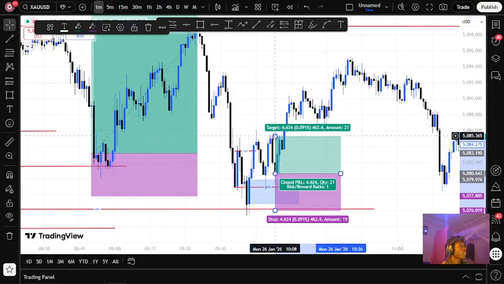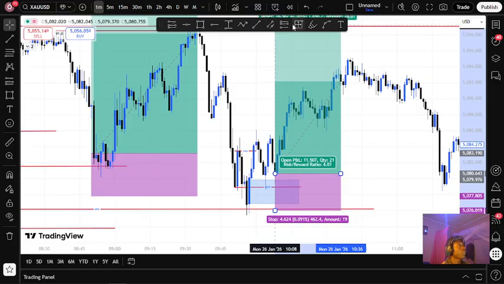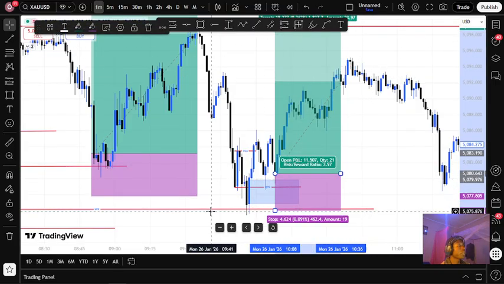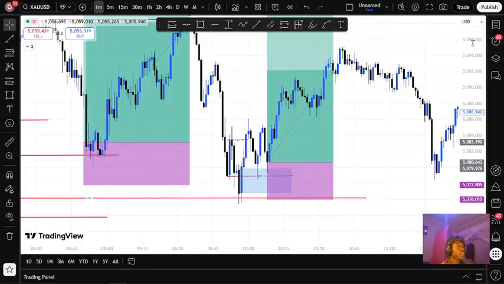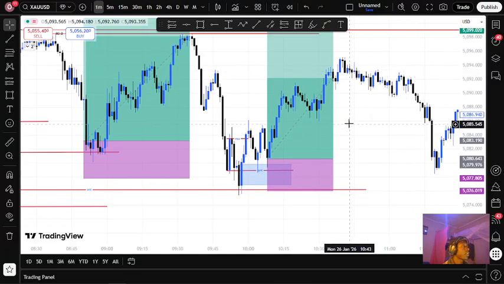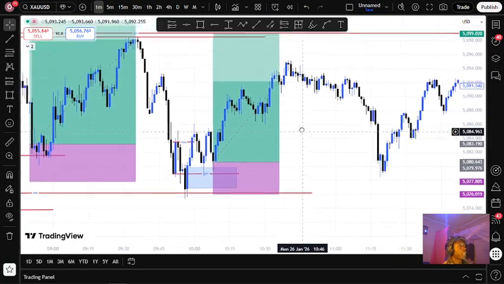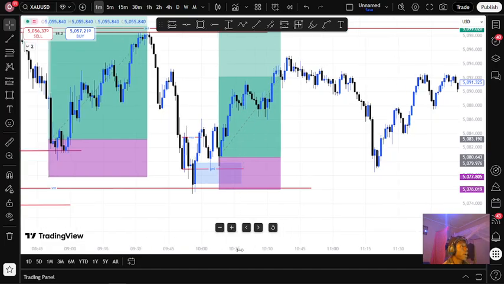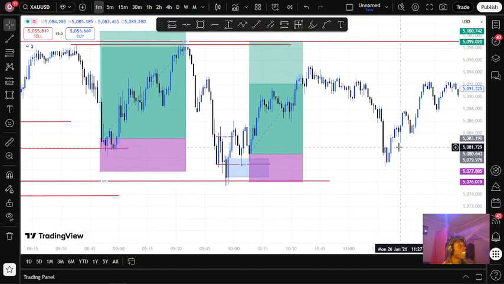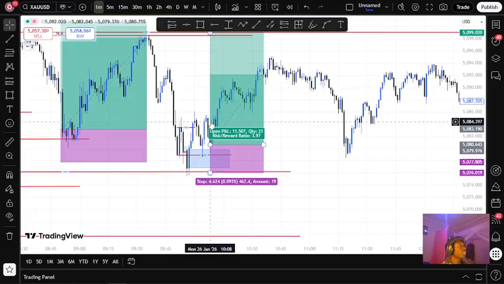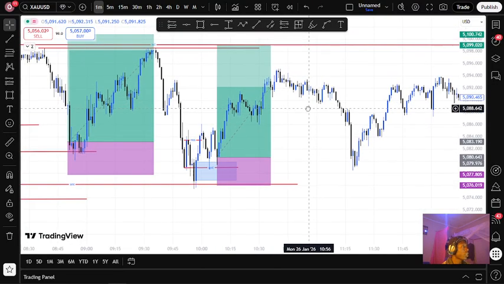I took an entry at this point here. I was personally targeting 51.100, but the price reversed back to the entry. So I was out on this trade at break even, after 1:2.